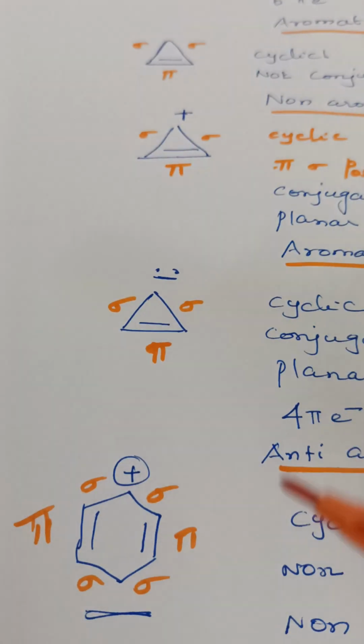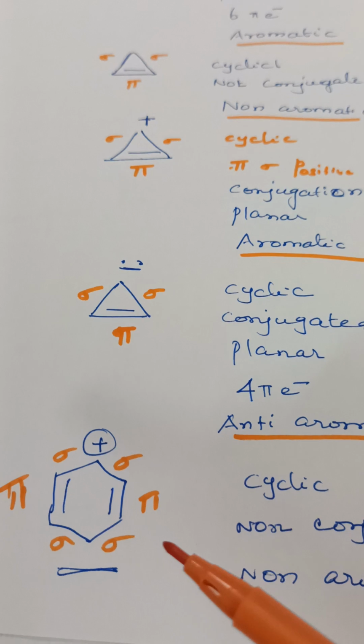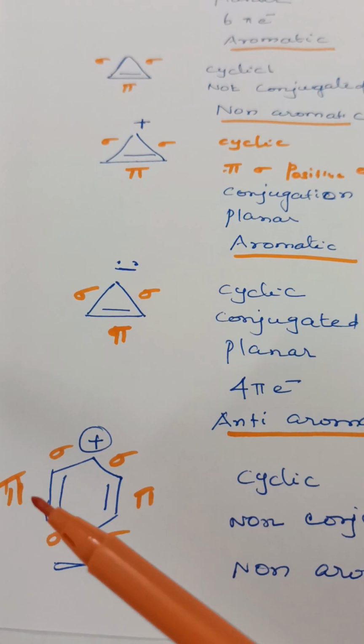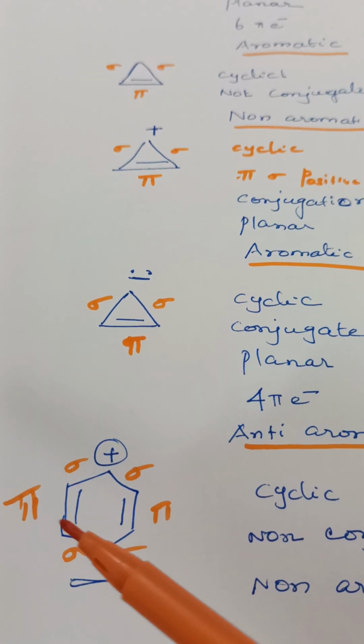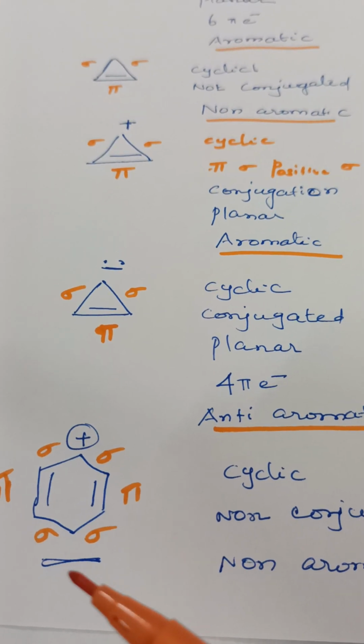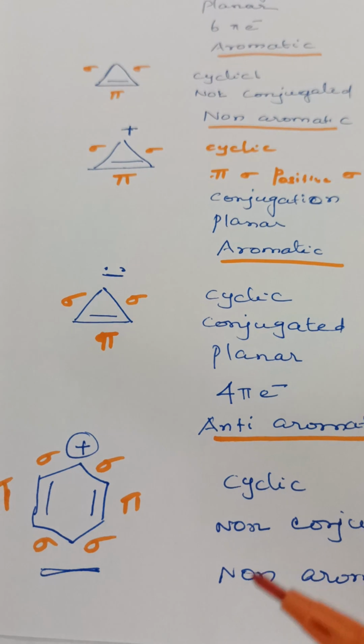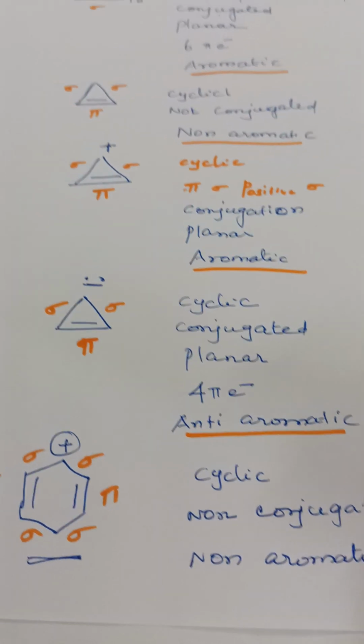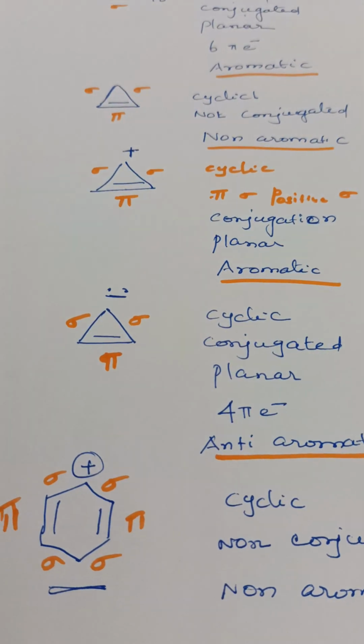Then what about this compound? Let us see. Cyclic in nature, conjugation here. Let us see. Sigma bond, pi bond, sigma bond, sigma bond. 2 sigma bonds are present continuously. That's why it is non-conjugation. Non-conjugated means non-aromatic compound. I hope you understand this concept clearly.